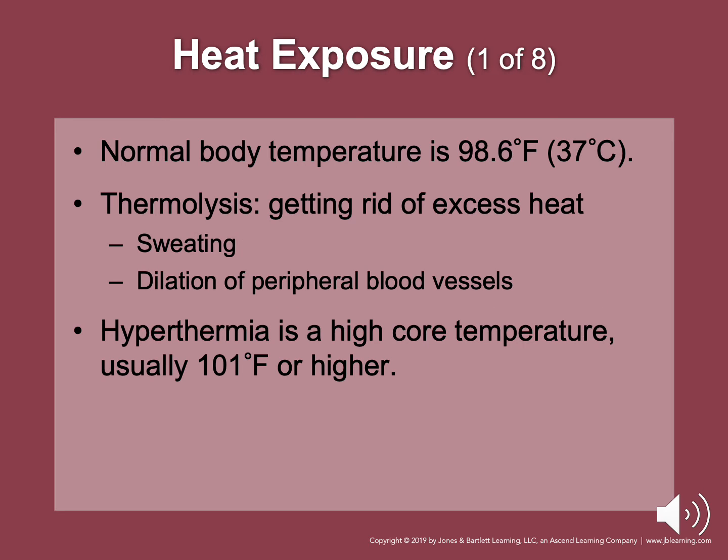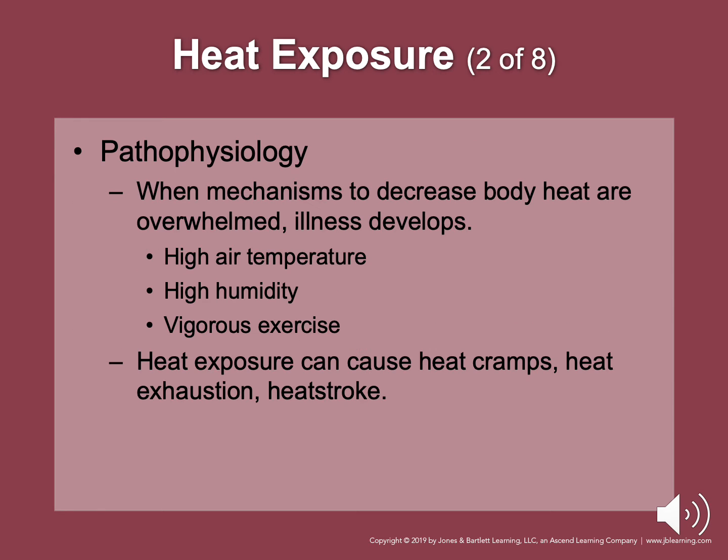Heat exposure. Your normal body temperature is 98.6 degrees Fahrenheit. When the body produces excess heat, it will try to rid itself of that heat through thermolysis. The two most efficient methods to decrease heat are sweating and dilation of peripheral blood vessels. When the body is exposed to or generates more heat energy than it can lose, hyperthermia can result. Hyperthermia is a high core temperature, usually above 101 degrees Fahrenheit. When the body's mechanisms to decrease body heat are overwhelmed, illness develops.